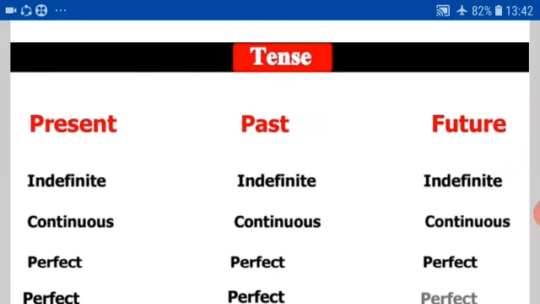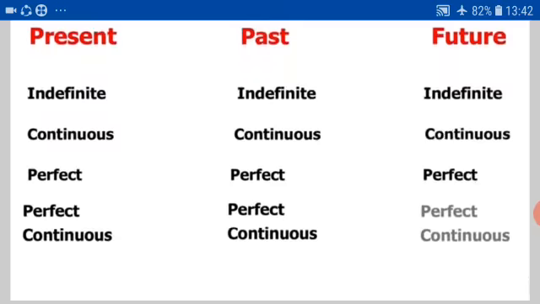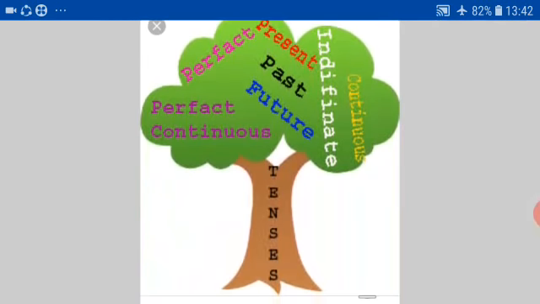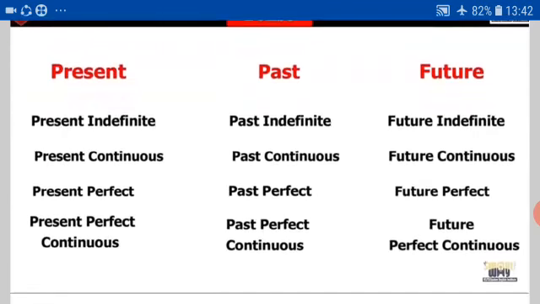Students, four types of aspects of each tense are given in this slide: indefinite, continuous, perfect, perfect continuous. In the same way, past or future. You will get this from this diagram. In this way, we have 12 types of tenses: present indefinite tense, present continuous tense, present perfect tense, present perfect continuous tense, past indefinite tense, past continuous tense, past perfect tense, past perfect continuous tense, future indefinite tense, future continuous tense, future perfect tense, future perfect continuous tense.